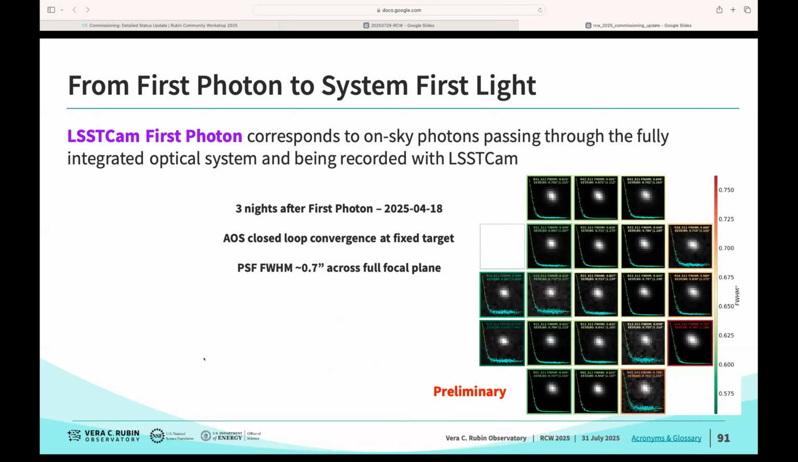Within 3 nights after first photon, so by April 18th, we were able to run the AOS closed loop to convergence at a fixed location on the sky, and we could achieve a PSF full width half max of 0.7 arc seconds across the full focal plane. So already within a few nights, we knew that fundamentally the intrinsic capabilities of the system were on track to meet the LSST science goals, and it was going to be a matter of improving the consistency of performance.